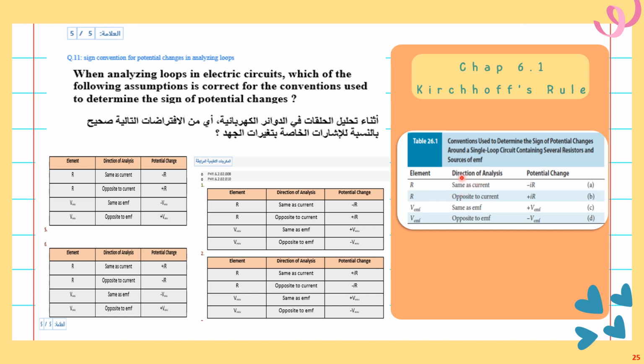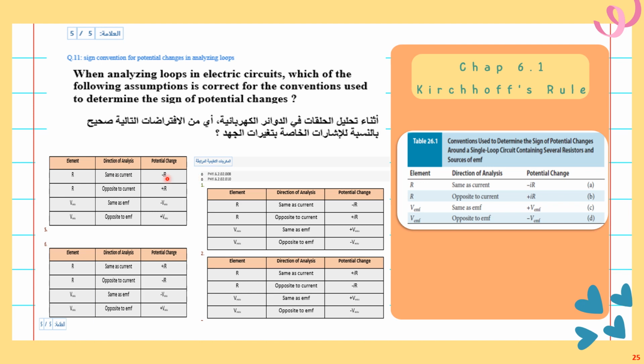If the direction of the analysis, meaning the direction of the loop, is the same as the direction of the current, you need to put minus IR. If the direction of the loop is opposite to the current, you put plus IR. If the direction of the loop is the same as the voltage, going from the positive side, it's positive EMF. If it's opposite to the battery, leaving from the negative side of the battery, you need to add minus EMF. So let's discuss these tables.